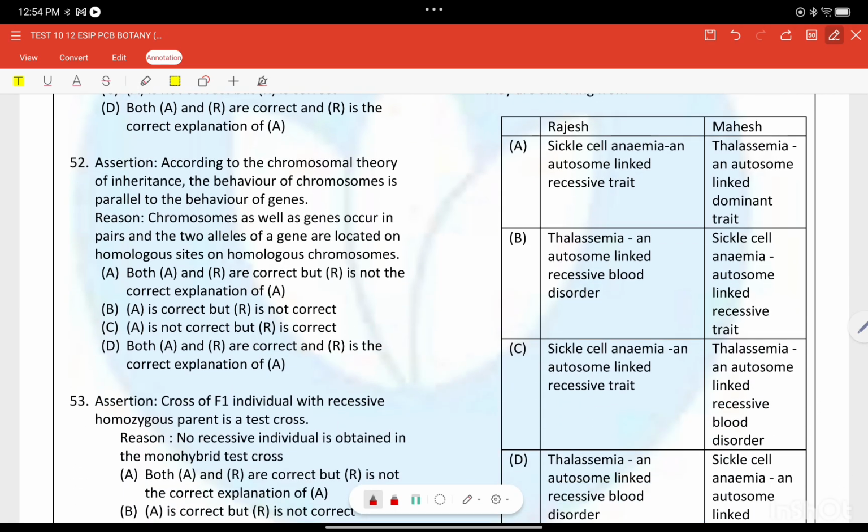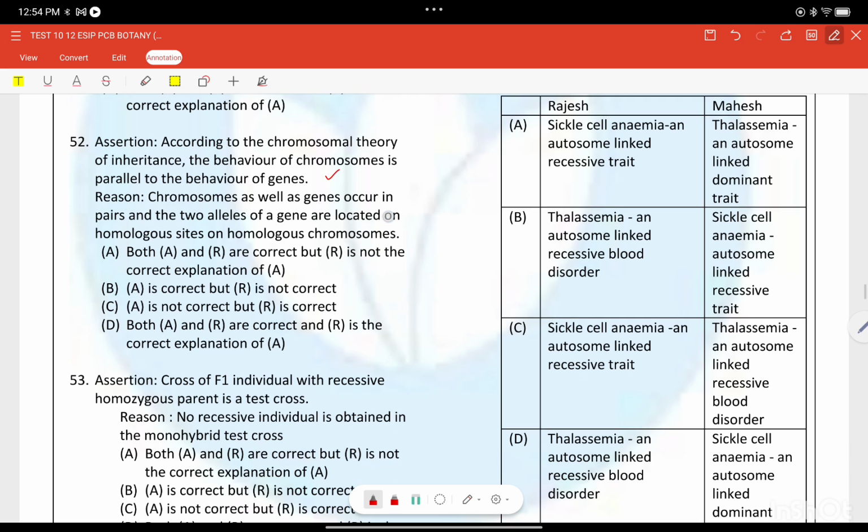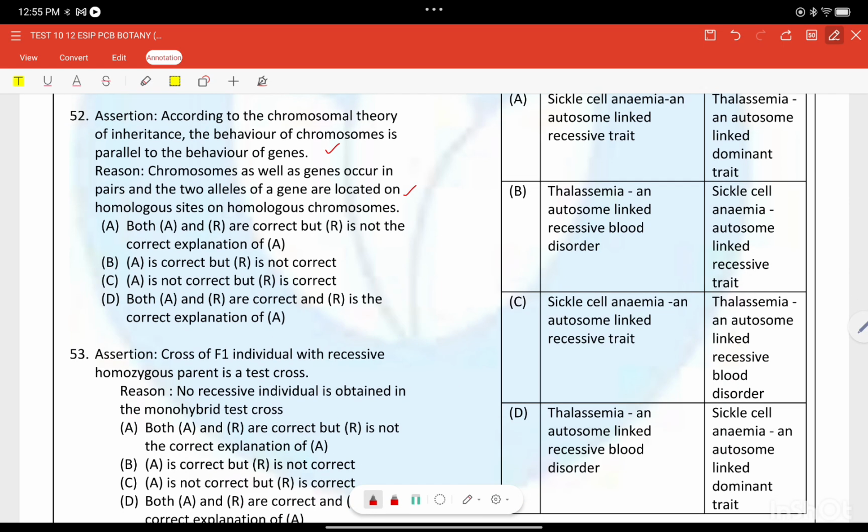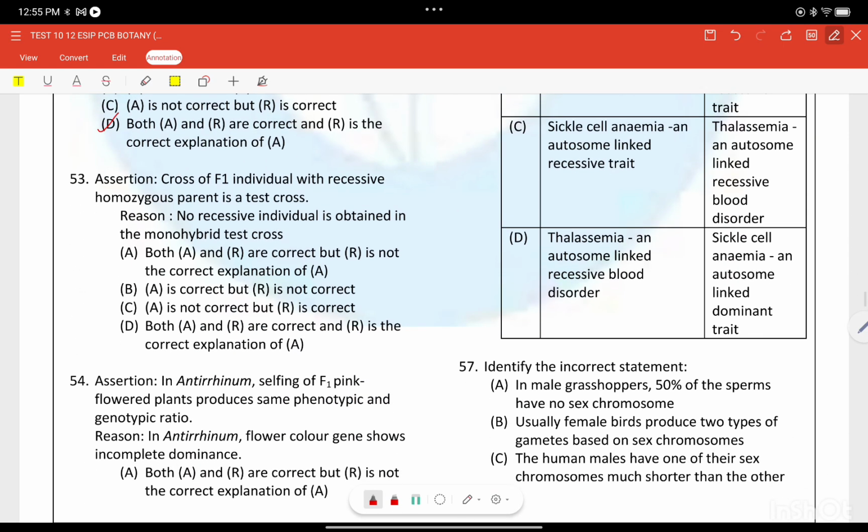According to the chromosomal theory of inheritance, the behavior of chromosomes is parallel to the behavior of genes. That is correct. Sutton and Boveri gave the chromosomal theory of inheritance. Chromosomes as well as genes occur in pairs, and the 2 alleles of a gene are located on homologous sites of homologous chromosomes. That is also correct, and it is the correct explanation also. So answer is D.